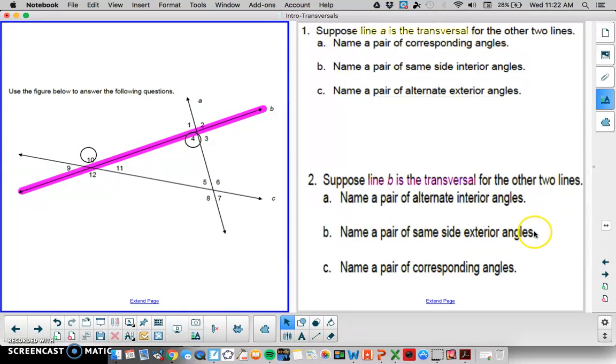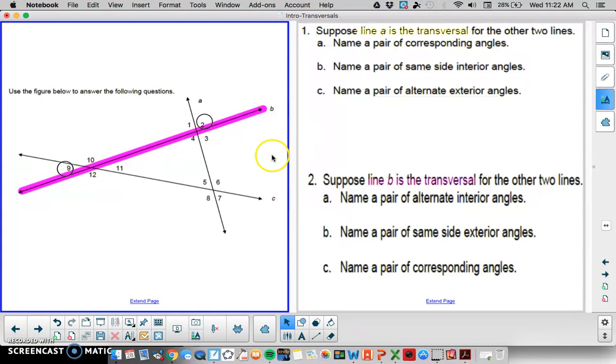Name a pair of same side exterior angles. So outside the two lines A and C, but on the same side of the transversal. So like 3 and 12 or 9 and 2. We're outside lines A and C and on the same side of that transversal.